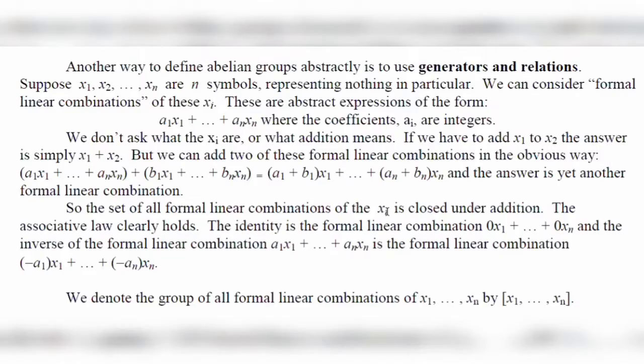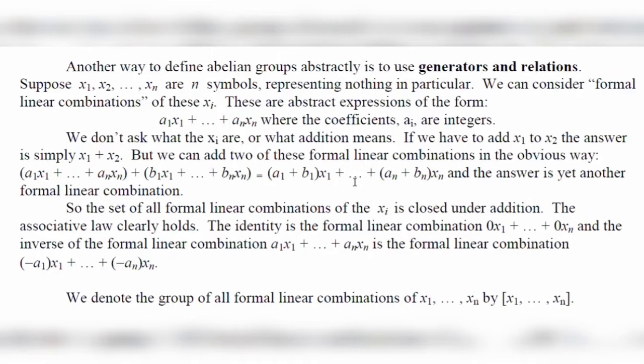As we can see on the screen, another way to define abelian groups abstractly is to use generators and relations. So it's simply a linear combination like this. If we have two variables, two numbers, we can simply add them to each other, and we can write the linear combination this way, and next we can take our integers separately.